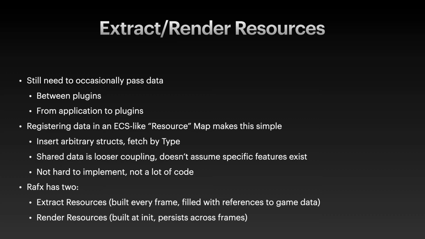Implementing this doesn't require much code, and it's easy to find example implementations of it. Graphics has two flavors of resource maps. The extract resource map is rebuilt every frame and just has references to game state. Render resources are persisted across multiple frames and mainly used to share data within the render thread, or to pull data from the render thread back to the game thread.